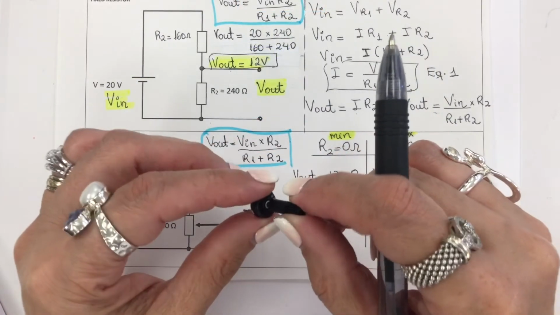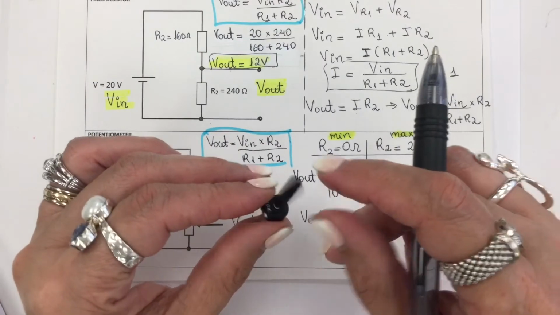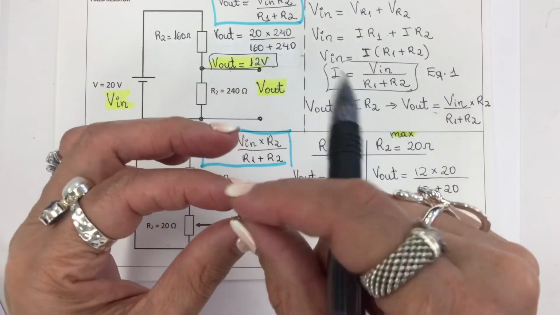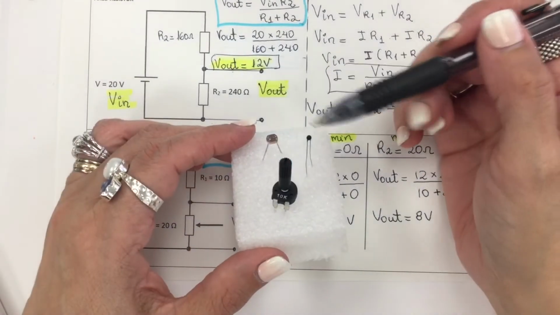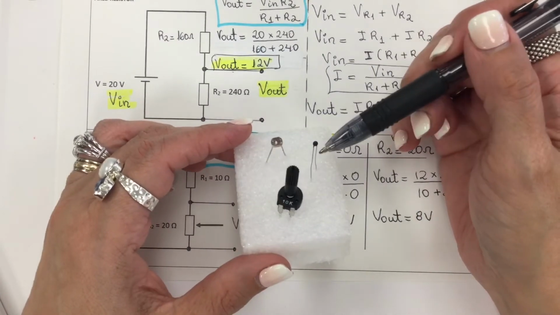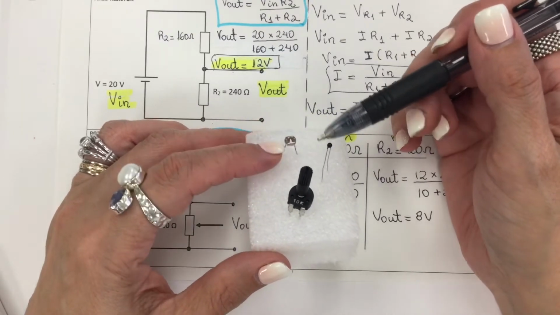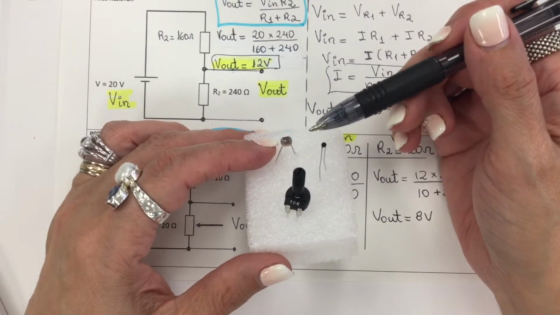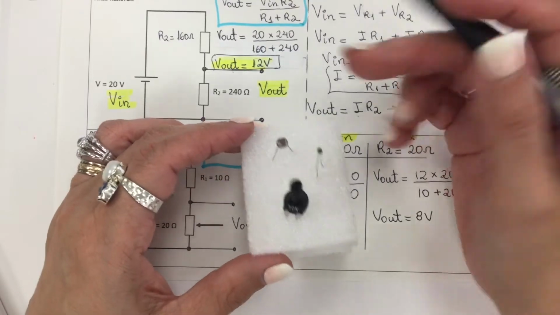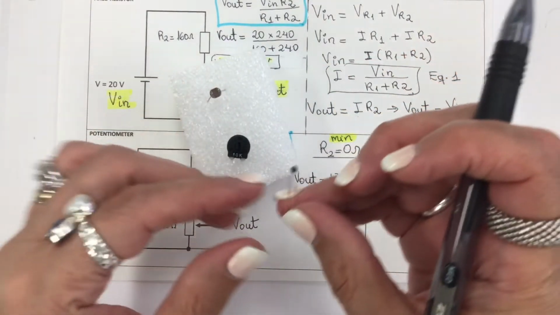One of the applications of potentiometers is the audio volume control. Now we have other variable resistors that can be used to control the output voltage of a potential divider, and one is this one right here.